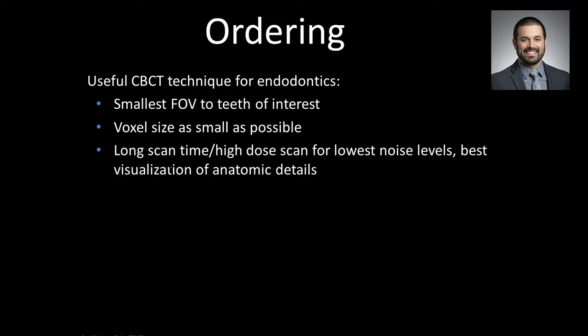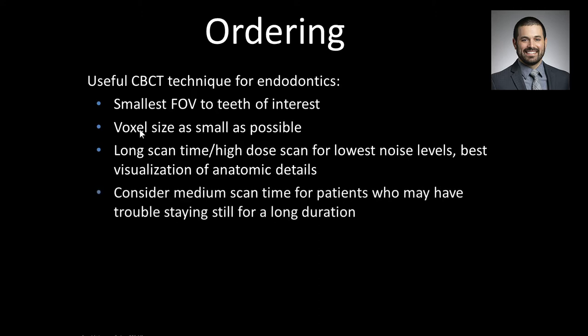We're going to select the longest scan time we can out of that machine, or turn on that HD mode, and that's going to use the highest dose the machine will put out, but what we're going to get from that are the lowest noise levels, which are going to allow us the best chance at visualizing the really small anatomic details, the canals, the fractures, etc. Resolutions here, I'll go back to this, are down less than a tenth of a millimeter at many of the popular endodontic cone beam CT units, or units that are common in cone beam endodontic offices.